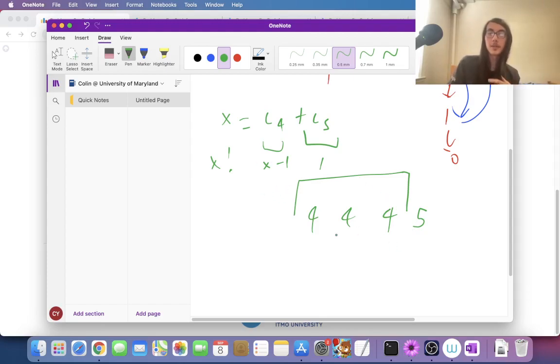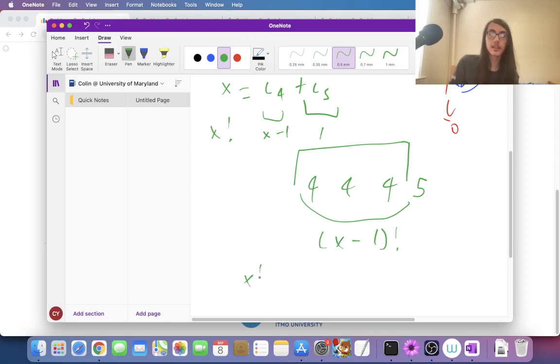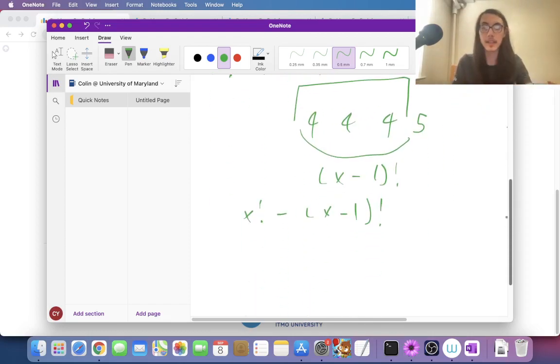So there are x factorial in total, but this is the configuration that we want. So among here, there are x minus 1 factorial ways to arrange these 4s in their order. And all of these do not work. So the total number of permutations that work is x factorial minus x minus 1 factorial. That is the idea of it. So then everything else will work. So really, the answer is we take n factorial, except we have to account for these permutations not working.